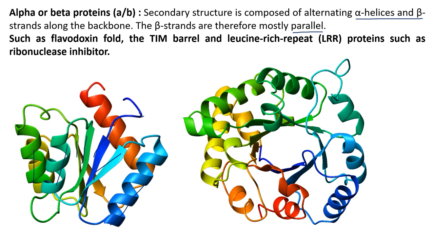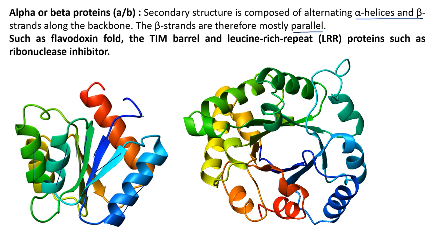And whenever beta is there, they will be parallel in nature. Similarly, in this case also, we can see this is the barrel shape structure. This is called TIM barrel. So this is a cylindrical type of structure where alpha and beta helix are alternatively arranged and beta will be parallel in nature. This is called alpha/beta, where alternating alpha and beta helix will be there and beta will be in parallel nature.